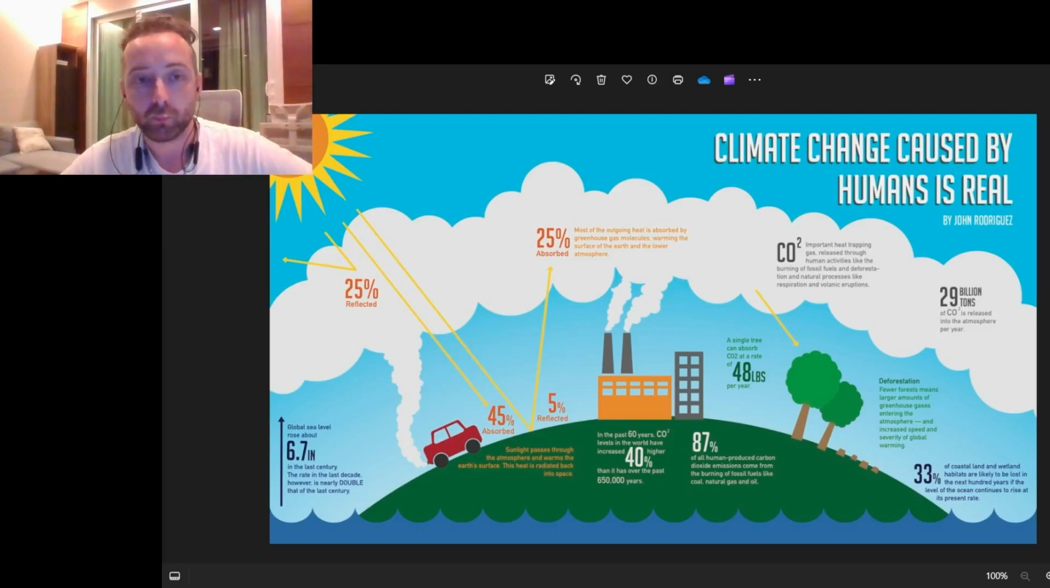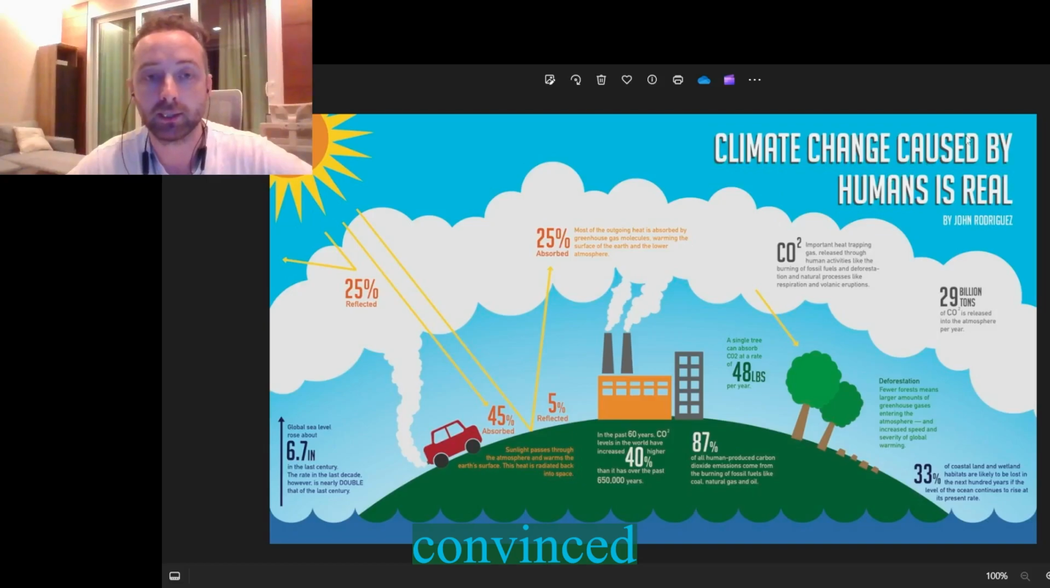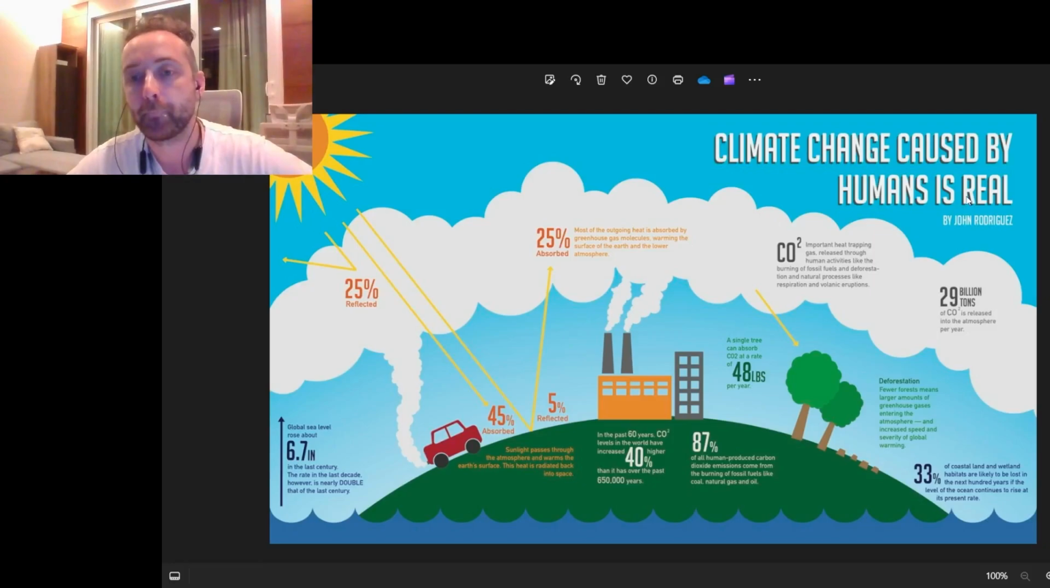So I hope that I convinced you that climate change is in place. In the picture you can see some numbers, how many emissions of CO2 we have every year. It is 29 billion tons of CO2. I can't even imagine these numbers, but these numbers are extremely big, and we have to handle this problem and solve this problem somehow.